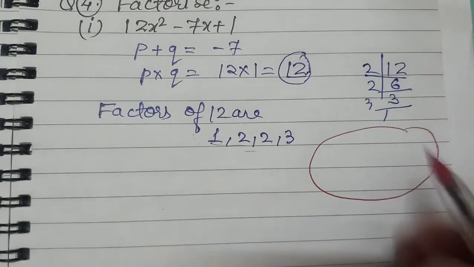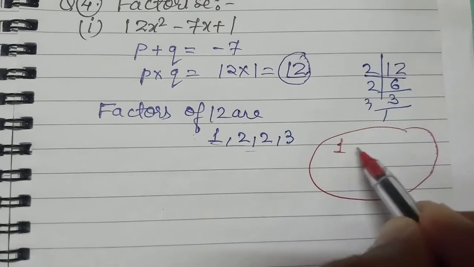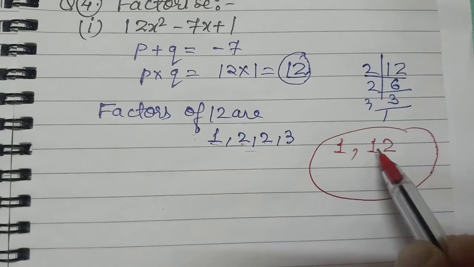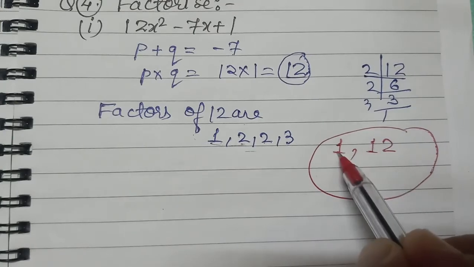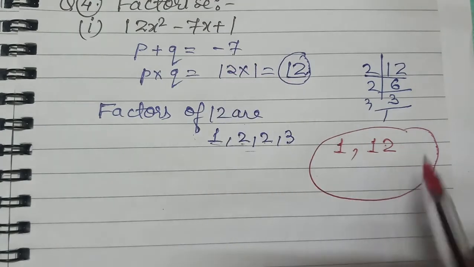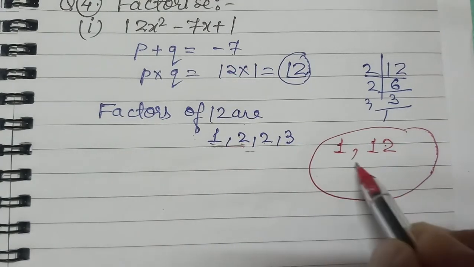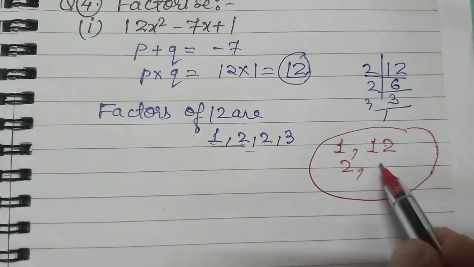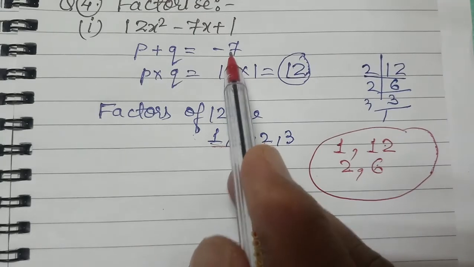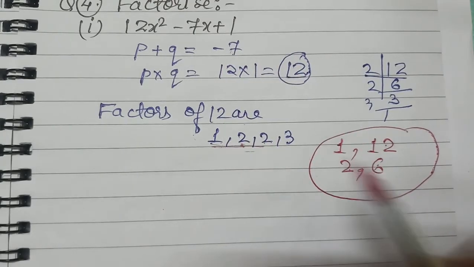See, here first number is 1, and 2 4s are 12, 1 and 12. So 12 minus 1 is 11, or 12 plus 1 is 13, and we are not getting minus 7. That means again we have to think. Now 2 1s are 2, 2 3s are 6, 6 plus 2 is 8, or 6 minus 2 is 4. We are not getting minus 7.